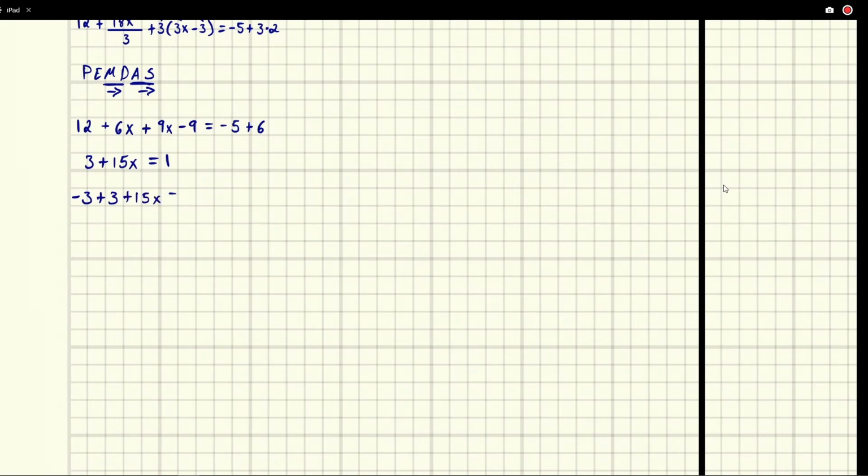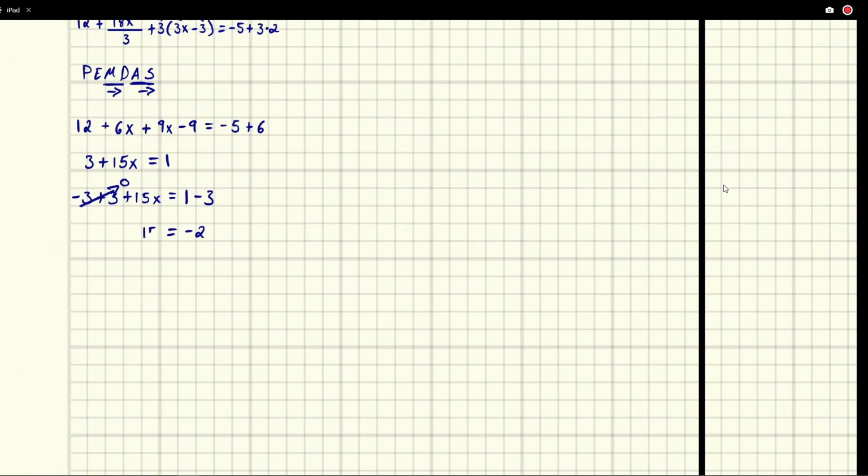We didn't do anything to the 15x. All we did was add a minus 3 to one side. And since we added it to one side, in order to maintain the equality, we have to do it to the other side. So we add a minus 3 to the other side. Now these combine to 0, because 3 minus 3 is 0. And 1 minus 3 is negative 2.